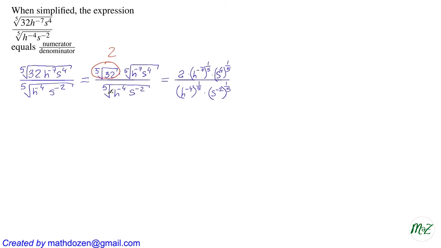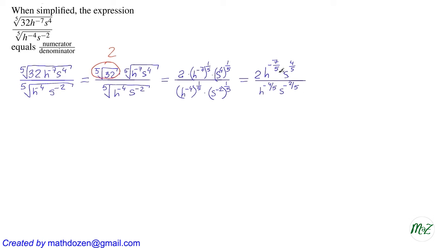And then 5th root is the same as 1/5 exponent, so we're going to use that, and we're going to distribute the 1/5 exponent on each term. Get 1/5 exponent of h to the negative 7, of s to the 4th, of h to the negative 4th, of s to the negative 2nd. So then by the power of the power rule, we get 2h to the negative 7/5, s to the 4/5, h to the negative 4/5, and s to the negative 2/5.